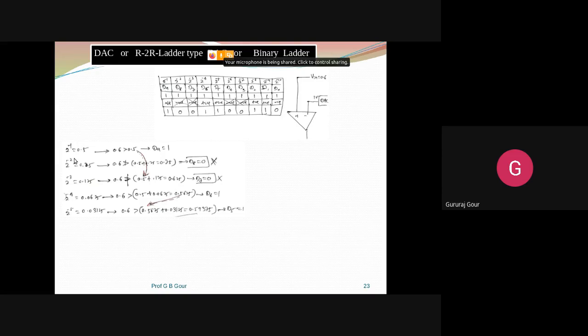Let me pause here. Are you getting this one? Can anyone respond to me? Hello? Are you getting this one or not? Up to this, how we are getting the weights here? How am I assigning the weights? 2 to the power minus 1. Why? 2 to the power minus 2. Why? Tell me. Shall I repeat?